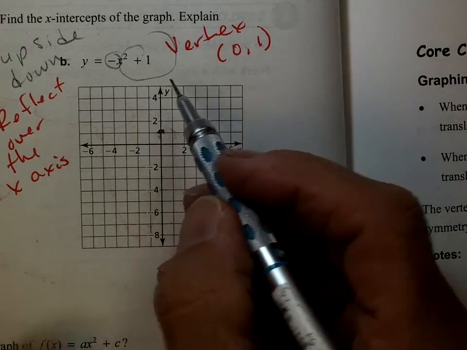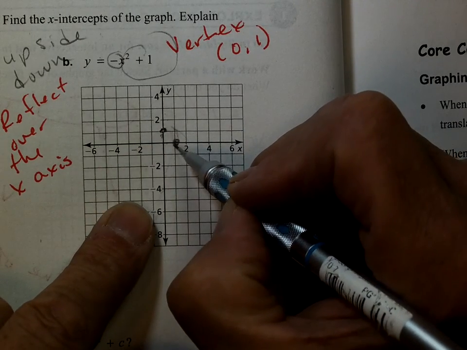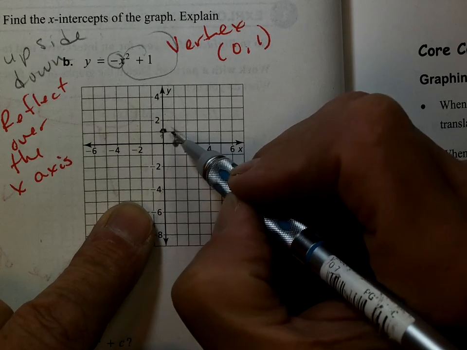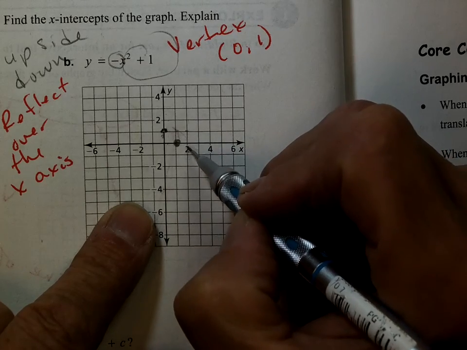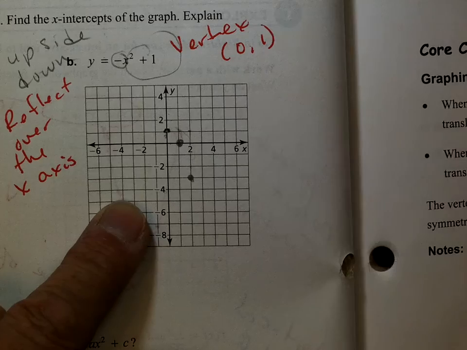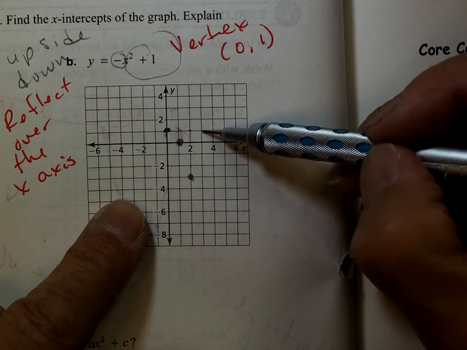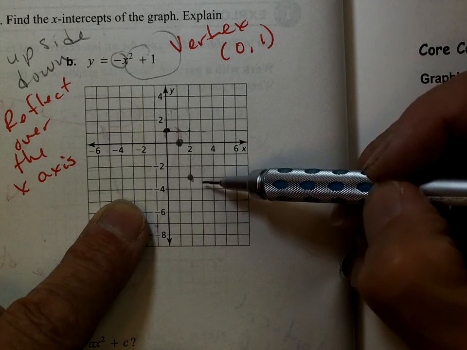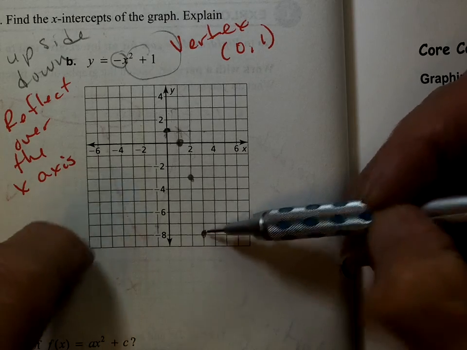You okay with that? So from my vertex, if I go over 1, 1 squared is 1. If I go back to my vertex, I go over 1, 2, 2 squared is 4, but we're going upside down. So I go 1, 2, 3, 4. I go back to my vertex. If I go over 1, 2, 3, 3 squared is 9, right? So I'll go 1, 2, 3, 4, 5, 6, 7, 8, 9.